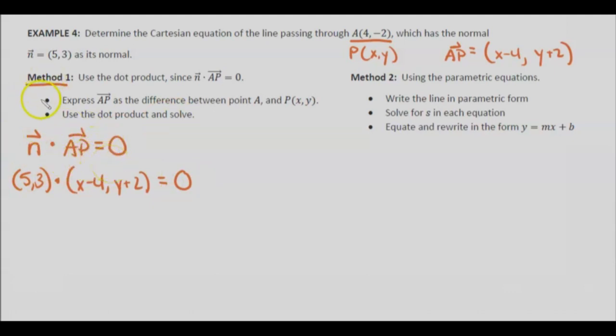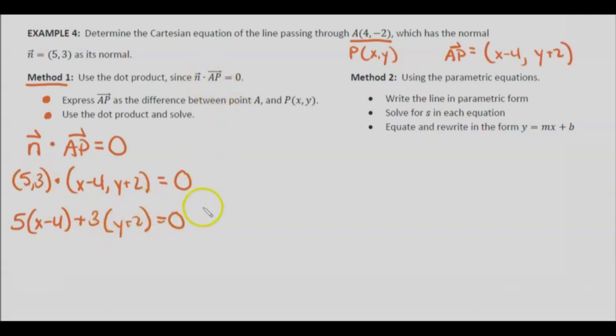Okay, so I did put little bullet points here. We just did this: we expressed vector AP as the difference between point A, which we have, and some arbitrary point (x, y). And now what we're going to do is use the dot product and solve. So we're going to have 5 times, right, because we multiply each x component, so x minus 4, plus 3 times y plus 2.